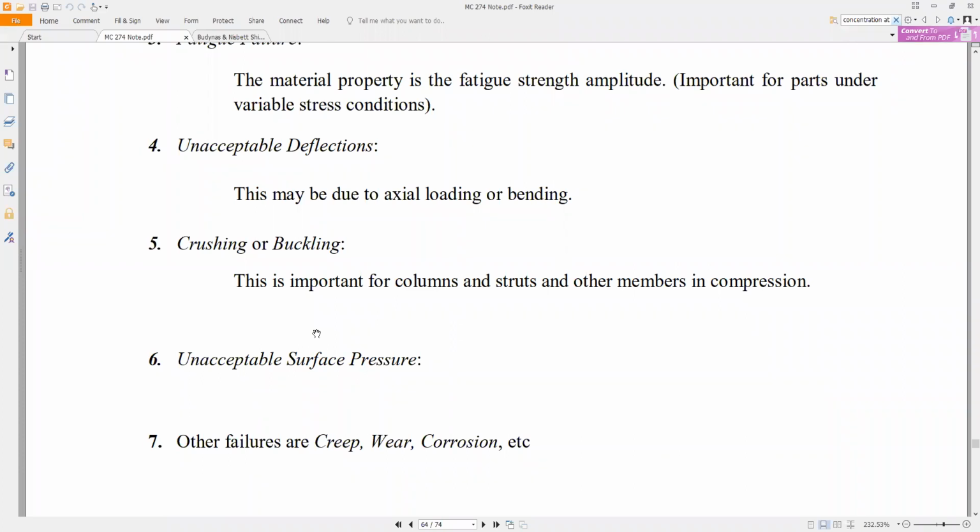So the axial loading is when the loading on the member is subjecting the member to compression. That may cause buckling to occur. So that leads us to the next one, which is crushing or buckling. And this is important for columns and struts and other members in compression. So when we have members in compression, buckling or crushing may occur.